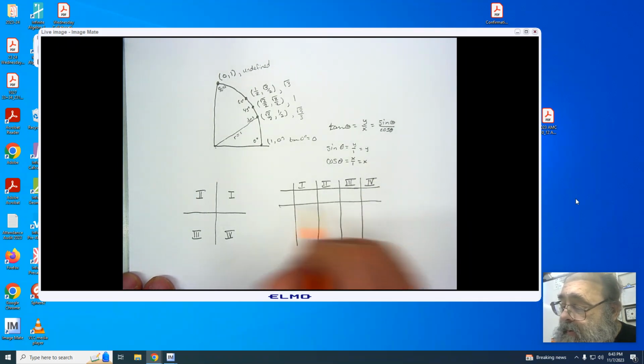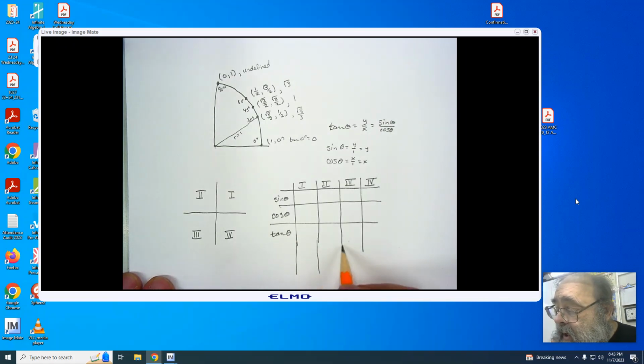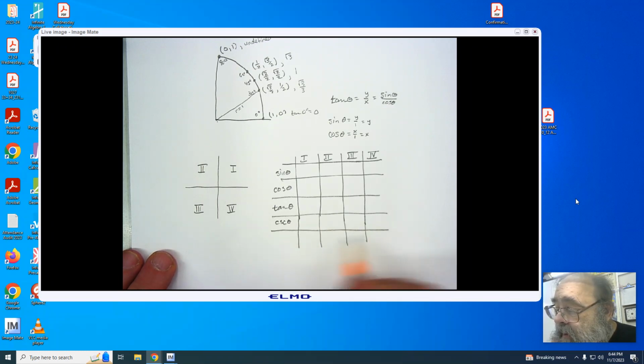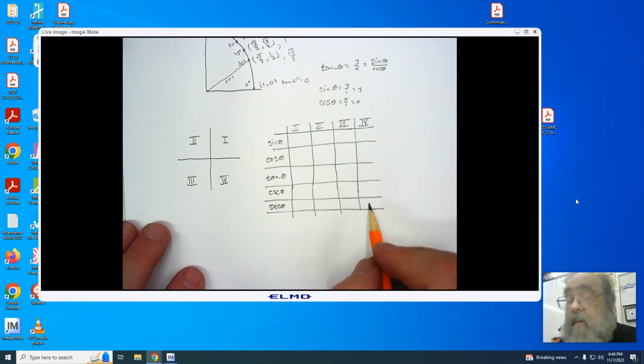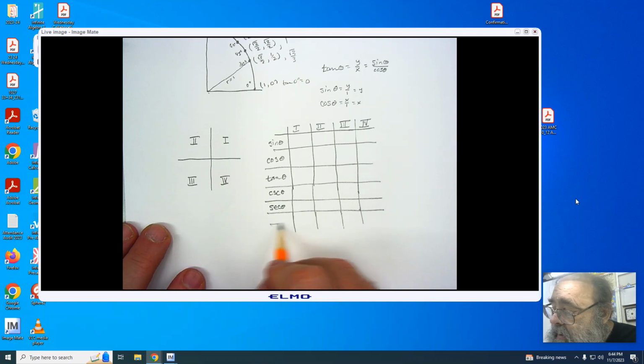We're looking at sine, cosine, tangent. Then we have those three reciprocal functions, and they have the same sign as the originals. They would be the cosecant, that's the reciprocal of sine, the secant, that's the reciprocal of cosine, and the last one is the reciprocal of tangent, which is cotangent.